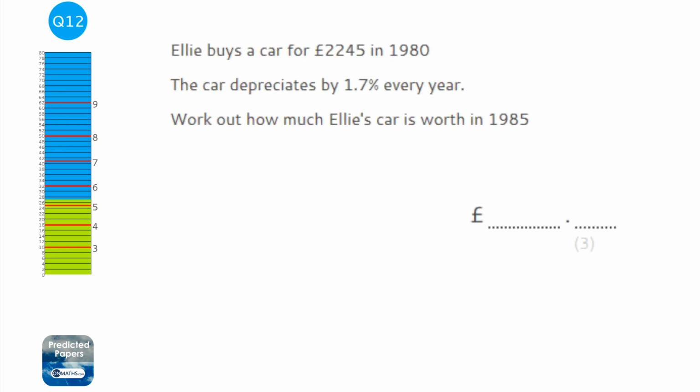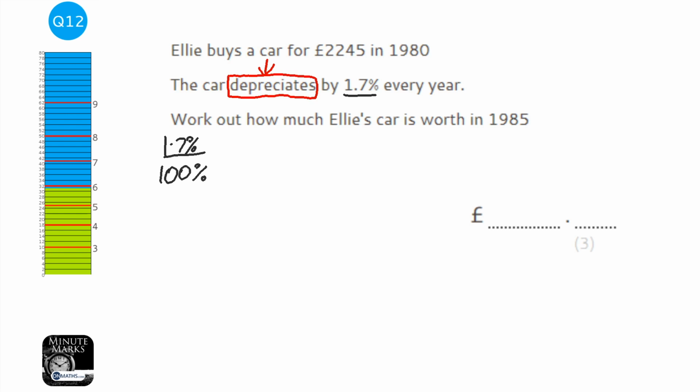Now I'm going to be using the multiplier method for this question. If you've got a different method that works really well, then stick with it. But you do need to know the multiplier method for the GCSE. Now the word that probably tricks most people is this one here. Depreciates means goes down. It means it loses value. So it goes down by 1.7% each year. So to work out the multiplier, you first of all start off with 100%. Now this time you take away 1.7%, because it's going down by 1.7%.